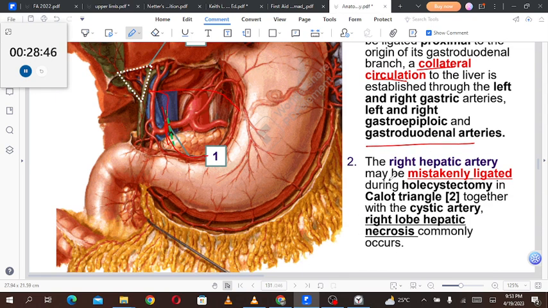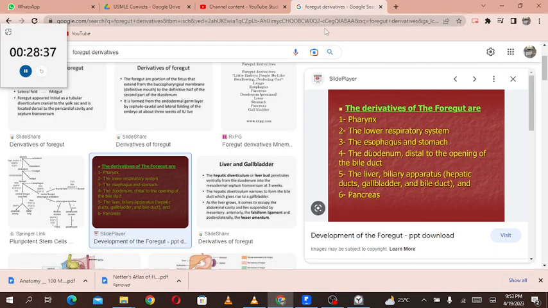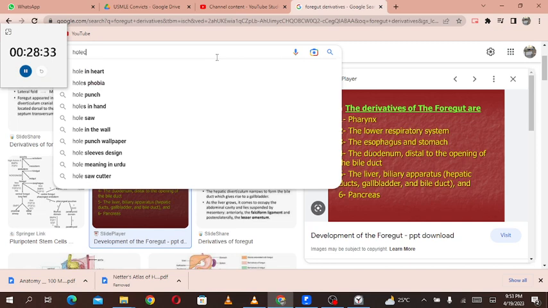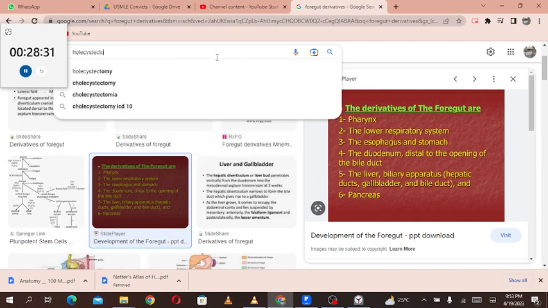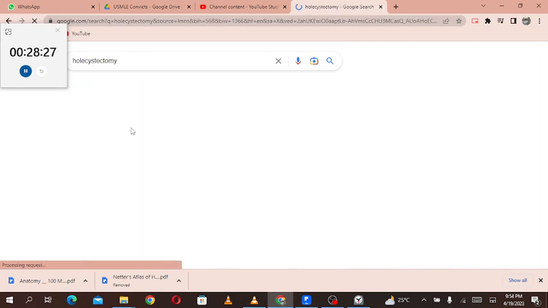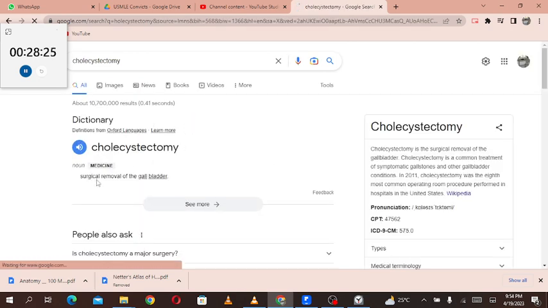The right hepatic artery may be mistakenly ligated during a cholecystectomy. What's that? I guess the removal of the whole gallbladder. Let's see that. That is cholecystectomy, and Google is not correcting me. So what is cholecystectomy? Cholecystectomy is the surgical removal of the gallbladder.